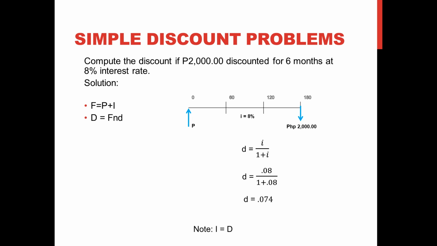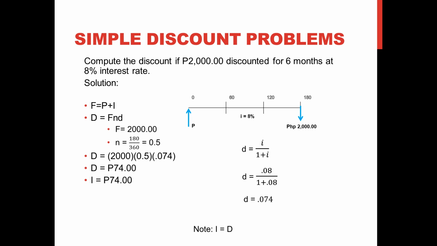Ito yung sinasabi ko, I is equal to D. So proceed ko lang sa formula ng D. D is equal to F and D, where F is 2,000, N is proportion to 360 days, or that is 0.5, times the discount. Then we arrive at 74 pesos. Knowing that 74 pesos is the discount, it's also the earnings of the money, which is the income or the interest.